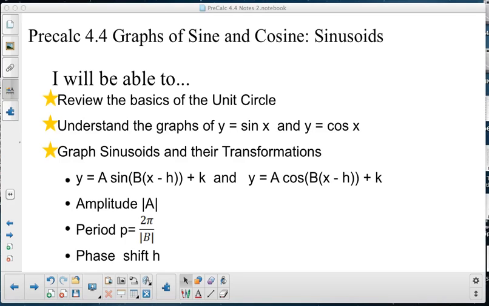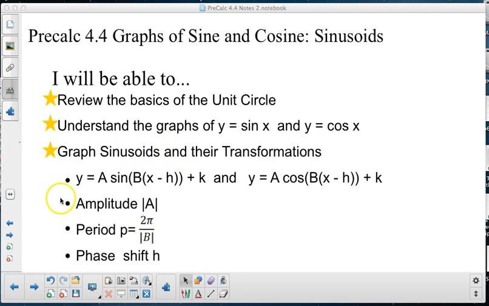Okay, PreCalc 4.4, graphs of sine and cosine sinusoids. I will be able to, after this section, review the basics of the unit circle, understand the graphs of y equals sine x and y equals cosine x, and graph sinusoids and their transformations.